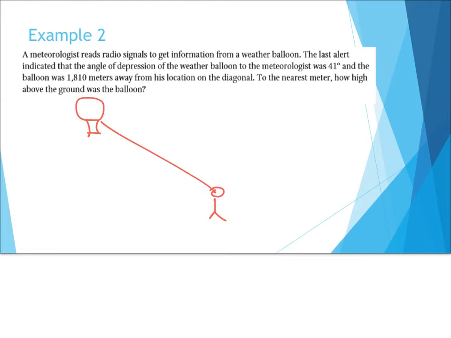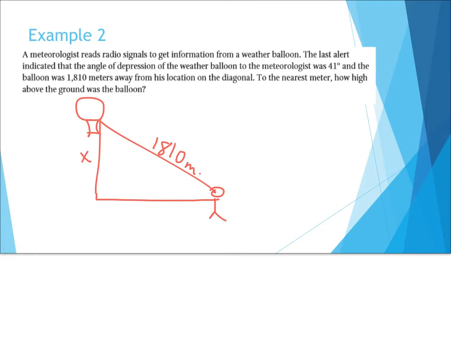Let's make sure we draw that right. So let's get the rest of the picture drawn in. The angle of depression was 41 degrees, and the balloon was 1,810 meters away from his location on the diagonal. On the diagonal indicates that 1,810 belongs right there. To the nearest meter, how high above the ground was the balloon? So they're asking us that x, the height.